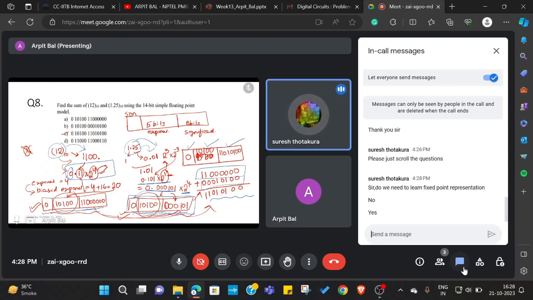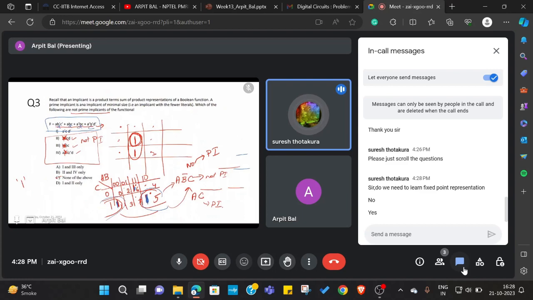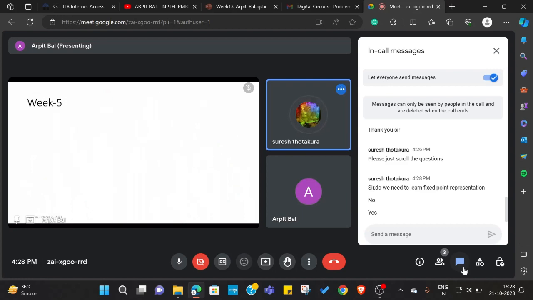Actually, when I was in graduation, that time period, we had this fixed point also. So I just want to ask whether we are going to get those questions or not. In the presentations, I didn't see anything related to that. Actually, it looks like week 1 and week 2 are fine. Maybe from week number 6 onwards, I think these are very basic questions, I feel.